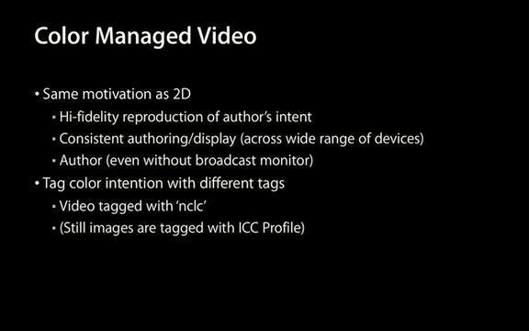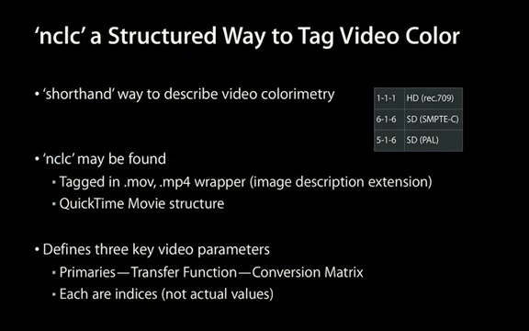So similar to the 2D color management, we also tag the color intention via tags, except we use a different tag. We use a tag called an NCLC instead of an ICC profile. So very quickly, an NCLC is just shorthand for describing video colorimetry. These are some common examples of NCLCs you see in the table. This NCLC information can be tagged and included in a lot of places: QuickTime movies, MPEG-4 .MP4 files. It can also be made into MPEG-4 streams and other places.